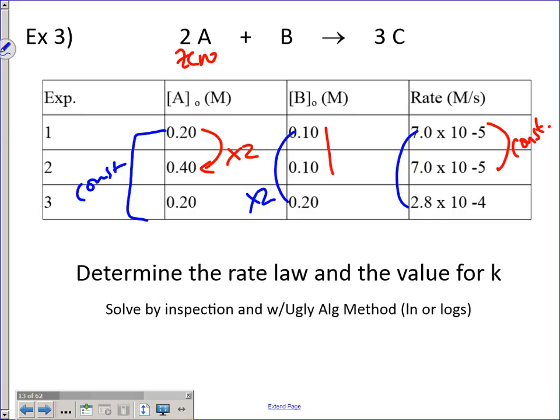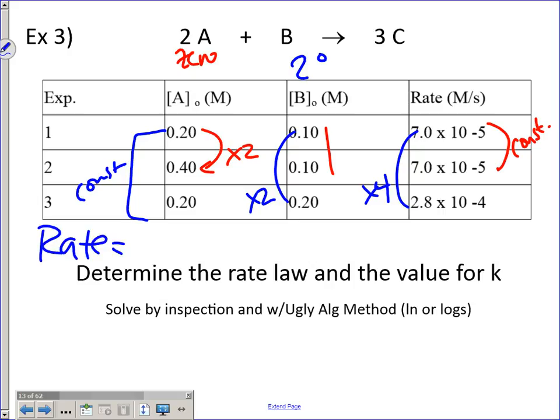Quadrupled, right? So 7 times 2 is 14. That's not going to work. 7 times 4 is 28. But if you did take 2.8 times 10 to the negative 4th divided by 7.0 times 10 to the negative 5th, it would be 4. And you definitely should do that if you're not able to see that relationship. Don't let that get in the way. So B is doubled, but it quadruples the rate. So what's the order? Second order. Okay, a little knot means order as well. So then what's the rate law?